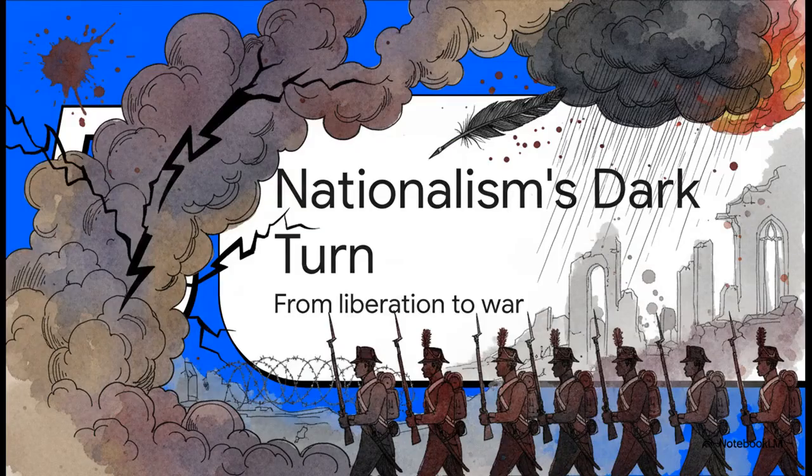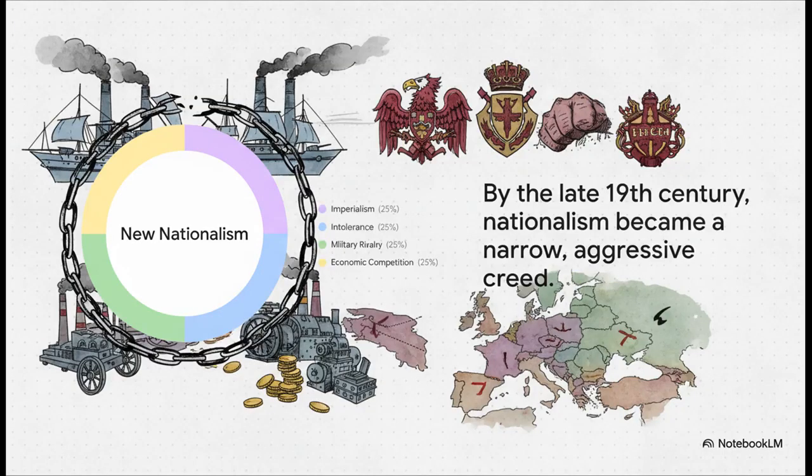All right, let's move into our final section, because this is where we see how this powerful idea, which started with so much promise, begins to twist and transform into something much more aggressive and dangerous. You see, by the late 19th century, that idealistic liberal spirit was pretty much gone. Nationalism had become this narrow, intolerant creed. It wasn't about liberating people anymore. Now it was all about proving your nation was superior to everyone else's.